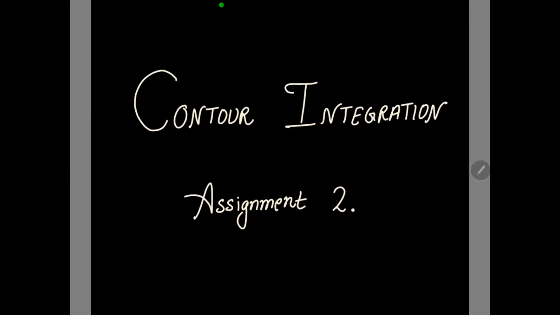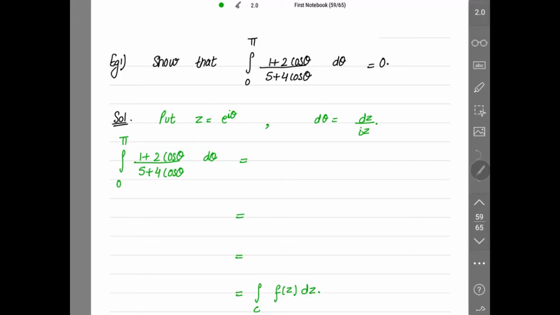Contour integration assignment 2. Example: Show that the integral from 0 to pi of (1 plus 2 cos theta) over (5 plus 4 cos theta) d theta is equal to 0.